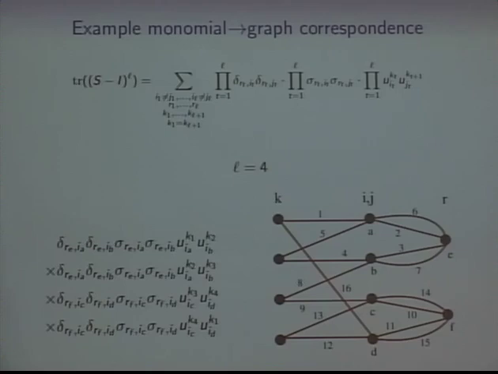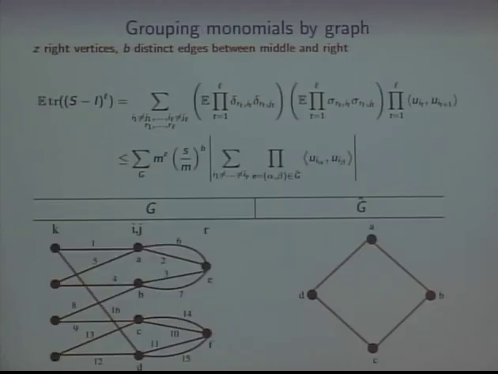So let me move to the next slide. Basically, the thing you can show is that the expected trace of a large power is you sum up over all graphs that matter, meaning all these edges should have even multiplicity, of (S over M) to the number of distinct edges, B being the number of distinct edges between the middle and the right layer, times M to the Z, where Z is the number of vertices on the right layer, that's 2 here. Because you can choose basically who those R's are.